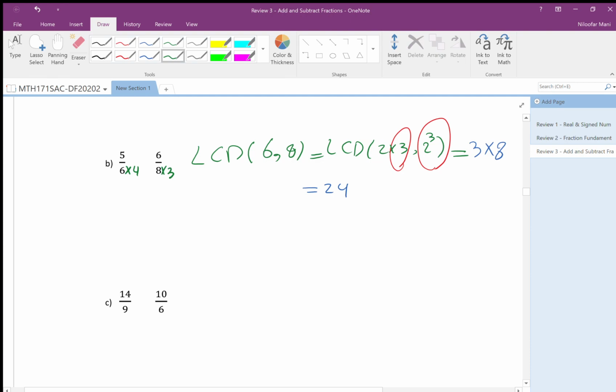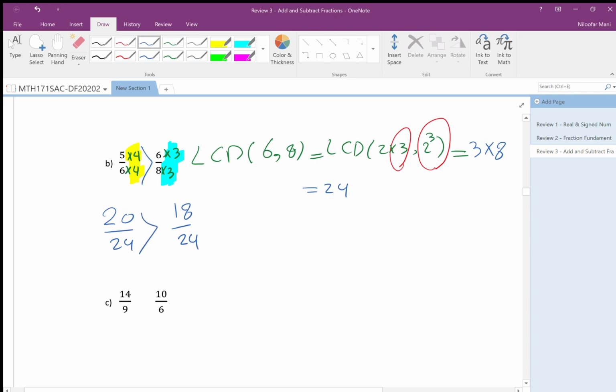But I need to multiply top as well. I need to multiply top as well. For each fraction, top and bottom the same. Otherwise, I'm changing the fraction. Remember, for each fraction, top and bottom the same number. Okay, so it is 20 over 24, 18 over 24. Which one is larger? This one.